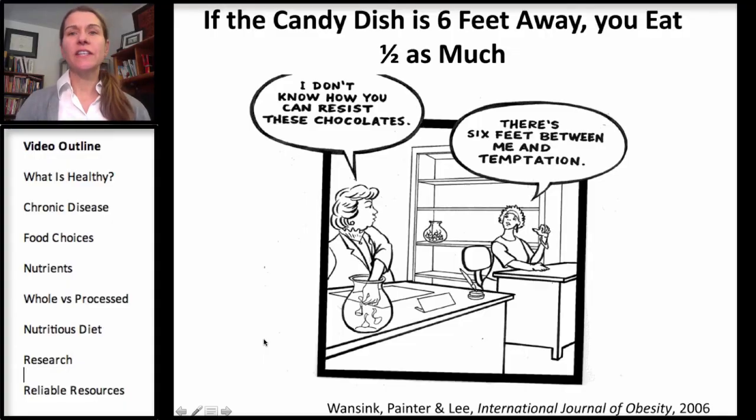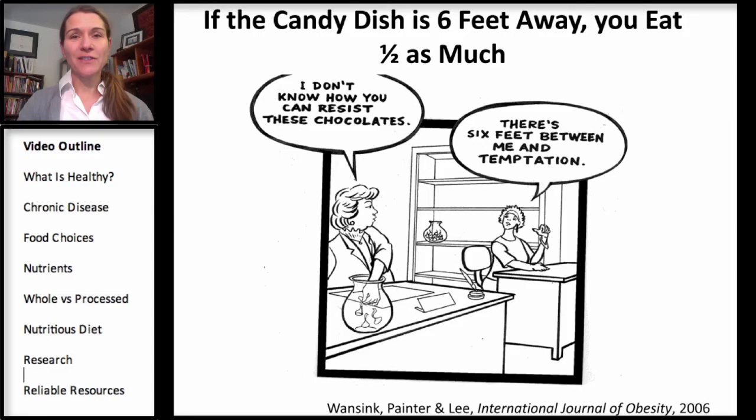If the candy dish is 6 feet away, you eat half as much. So we start with receptionist 1 who has candy on her desk. She says, "I don't know how you can resist these chocolates." Receptionist number 2: "There's 6 feet between me and temptation." So here's the study. They actually used three different methods. One was the candy bowl is on the desk, and they measured how much candy is eaten throughout the day. Number 2, the candy is on a shelf. It's 6 feet away, and they measured how much candy is eaten. There's actually a third one that's not shown here. The candy is in a cabinet, so you know that the candy's there, but you can't see it.